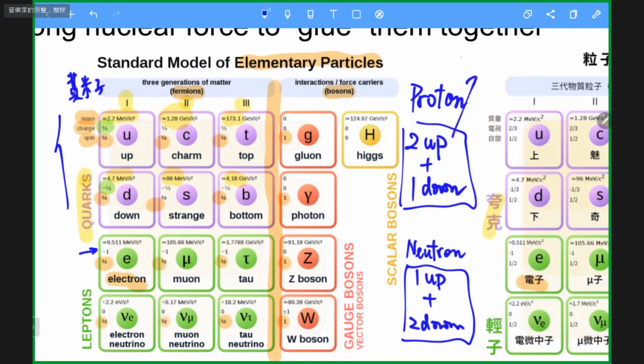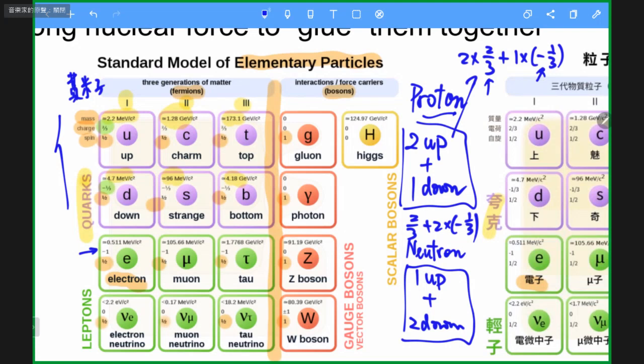This is 2 times 2/3 plus 1 times -1/3. This is a down, this is the up. If we have 2 up, 1 down, it will have a plus 1 elementary charge. So it's a proton. For the neutron, if we have 1 up and 2 down, it will be 2/3 plus 2 times -1/3. So it is 0.